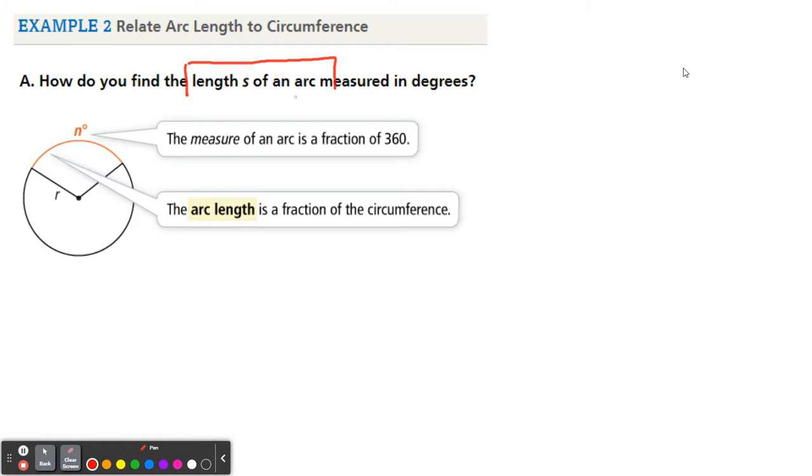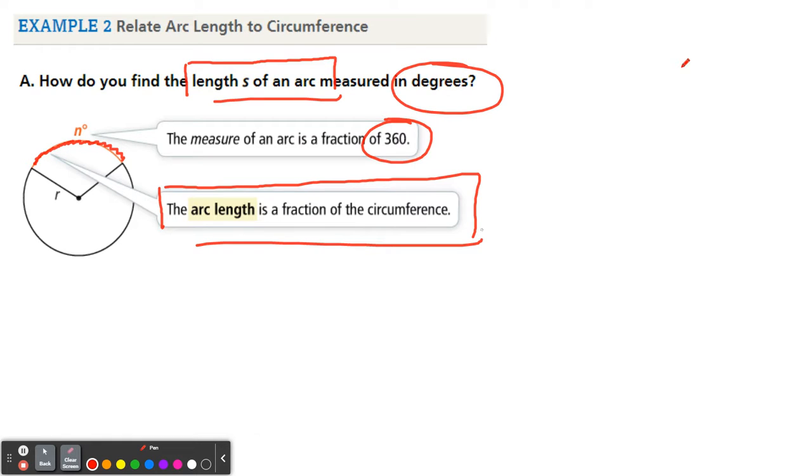So we want to find the length S of an arc, and we're in degree mode here. So in degrees is going to be the measure of the arc, okay? Now, we know that the total circle is 360, so this in degrees is part of that 360. To find the length of this arc, the actual walking distance along this curved path, it's going to be related to the circumference. And it's going to be the same fraction of the circumference as the central angle or the arc measure is from 360.